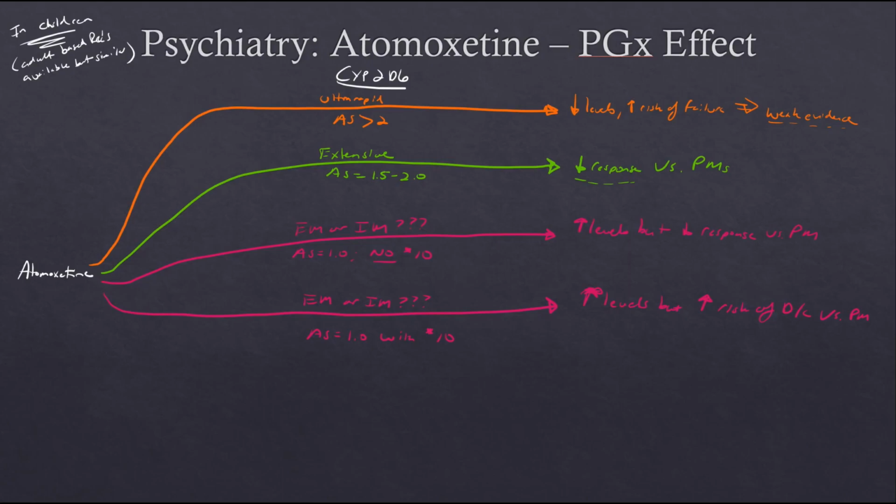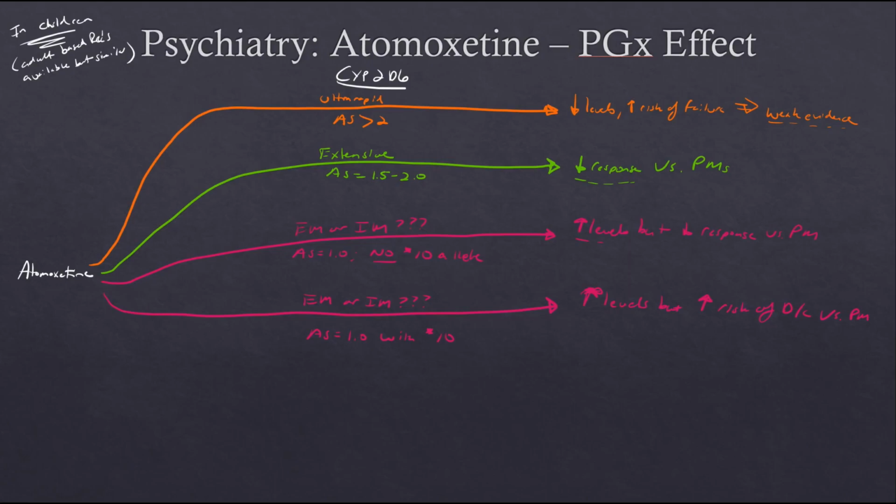This first one is when you do not have the star 10 allele. So if you have an activity score of 1.0 without the star 10 allele, you have increased levels but a decreased response versus poor metabolizers. So if we compare that to the extensive effect here, we have a decreased response versus poor metabolizers.